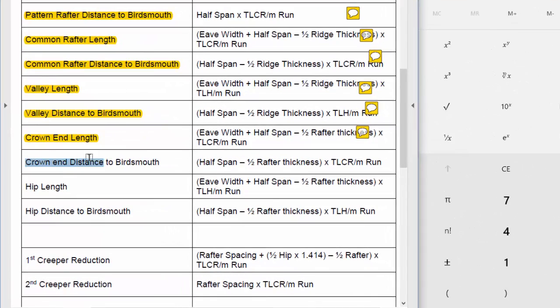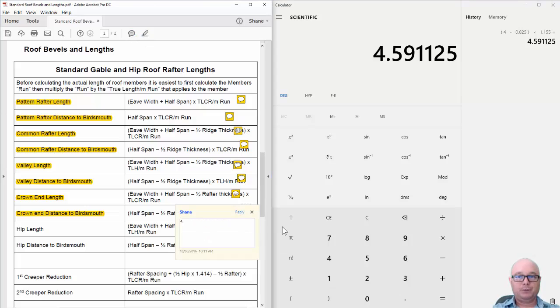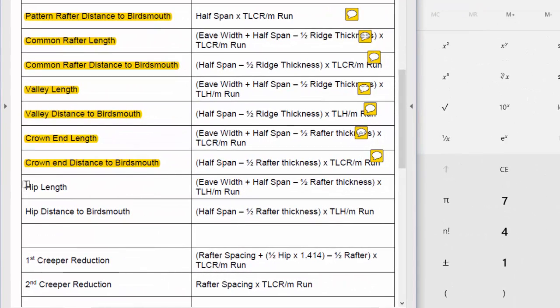So the next calculation is the crown end distance to Birdsmouth. And before I start, I'll just clear the previous calculation. And the formula is the half span minus half the rafter thickness in brackets times the true length of common rafter per metre run. So again, we start with the brackets. The half span was 4 metres. We subtract half rafter thickness, which in metres is 0.025. Close the bracket. Again, times that by 1.155, which is our true length of common rafter per metre run, equals, and our distance to the Birdsmouth for our crown end is 4.591 metres. So we'll just input that there, 4.591. And there it is.